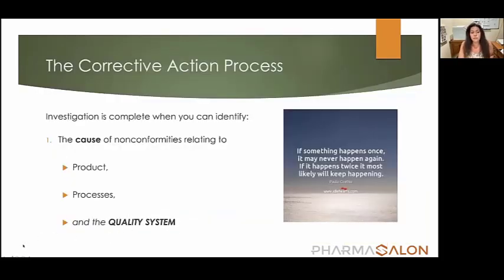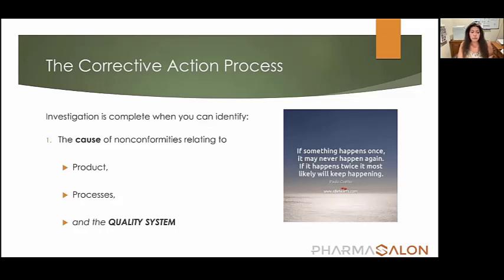Okay, so you've identified your problem, you've contained your problem, you've done your root cause, so you know what caused the problem. So is the investigation complete? So the cause of non-conformities relating to product, process, and the quality system. Have you identified all of these? Because if something happens once, it may never happen again. But if it happens twice, it will most likely keep happening.